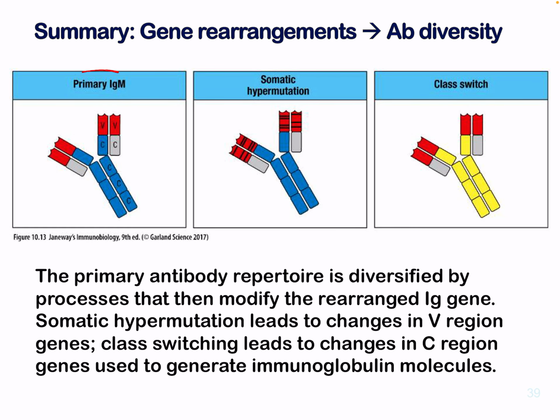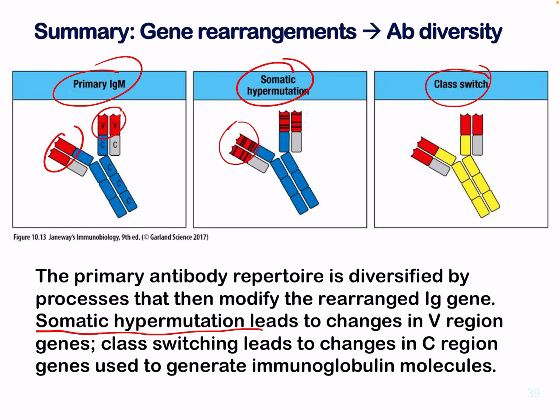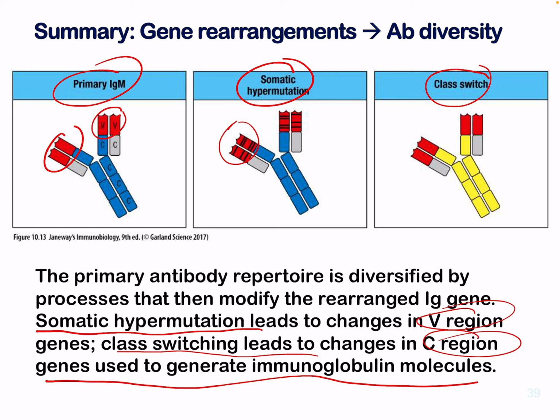So here we see our primary immunoglobulin M, sorry. Kind of get a visual here in the red sections: somatic hypermutation and the class switch. The primary antibody repertoire is diversified by processes that then modify the rearranged immunoglobulin gene. Somatic hypermutation leads to changes in the variable region, and class switching leads to changes in the constant region. And these genes are used to generate immunoglobulin molecules. So the constant region allows us to have our different types, and this will increase our affinity to the antigen.